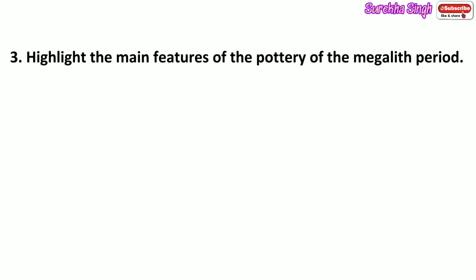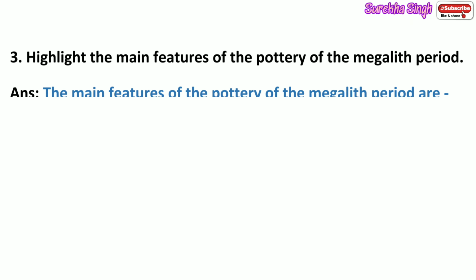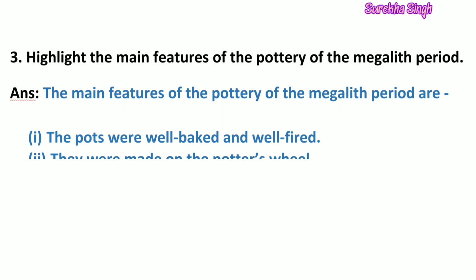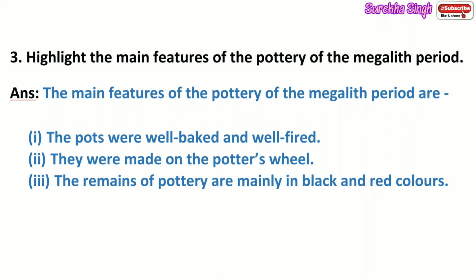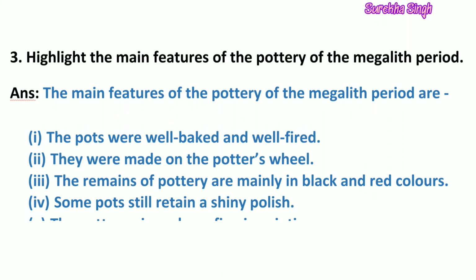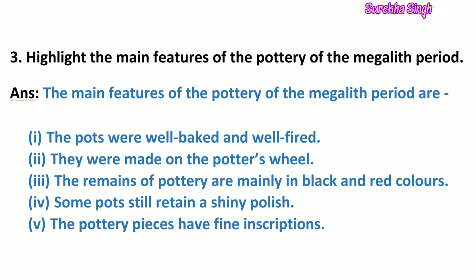3. Highlight the main features of the pottery of the megalith period. The main features of the pottery of megalith period are: the pots were well baked and well fired. They were made on the potter's wheel. The remains of pottery found are mainly in black and red colors. Some pots still retain a shiny polish. The pottery pieces have fine inscriptions, which may be the trademarks of the potters.